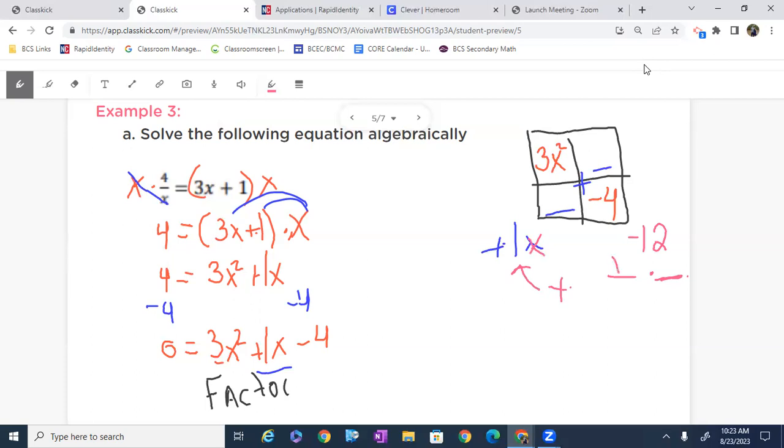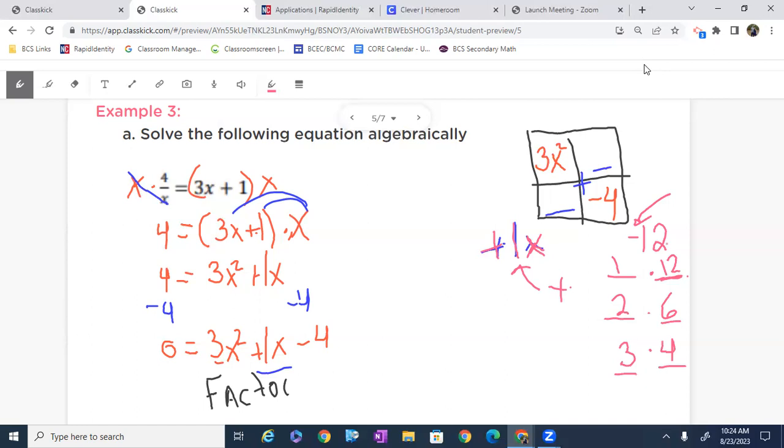I know 1 times 12 is 12. I know 2 times 6 is 12. And I know 3 times 4 is 12. And then all I have to do is make one of them negative. It doesn't matter which one. One of them has to be negative in order to get the negative 12. And then I have to figure out which ones will add to that positive 1x. Okay. So if I do 1 times negative 12, it'll give me negative 12, but I'm not going to be able to get a positive 1 out of that.